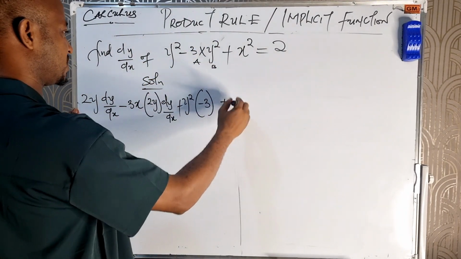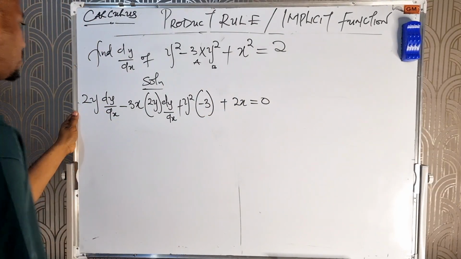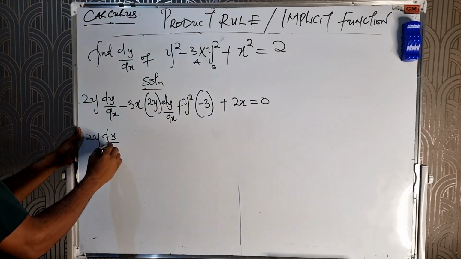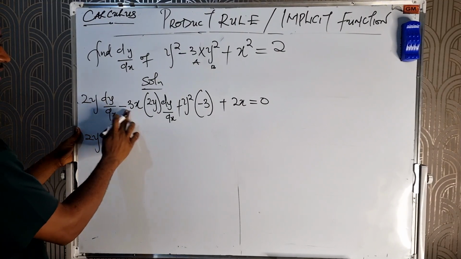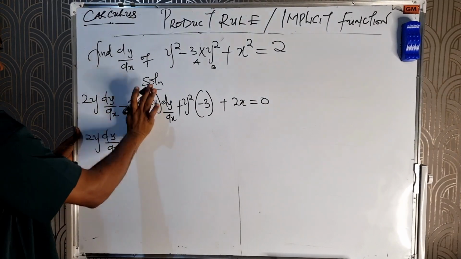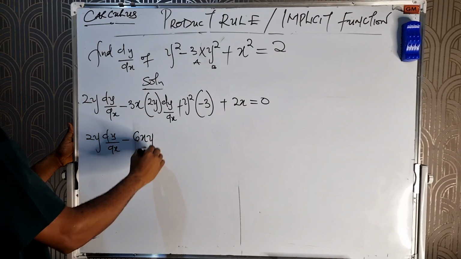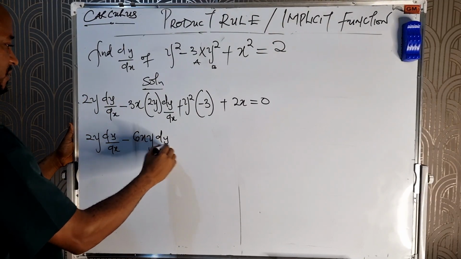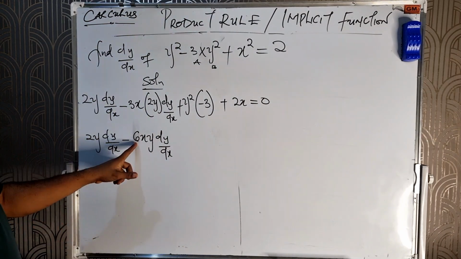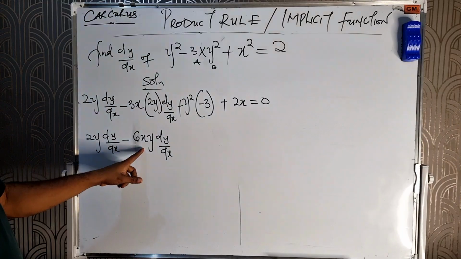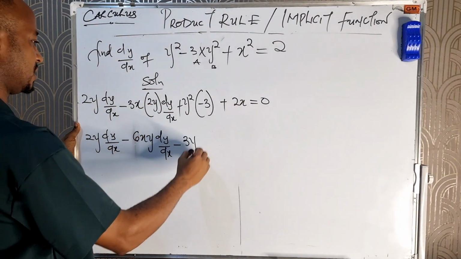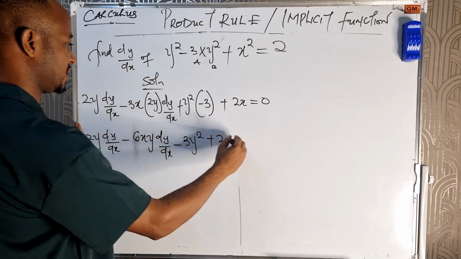Let's come to this side. Plus 2x equals 0. So this and this are like terms, right? Let's take them together. We have 2y dy/dx, minus 3 times 2 gives minus 6xy dy/dx. Let's go again. 3 times 2 is 6. The minus sign is here. Here we have y, then we have our dy/dx. So minus 3 times y² is minus 3y² plus 2x equals 0.